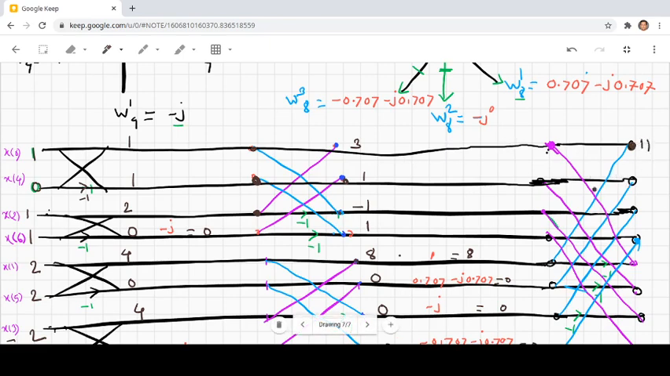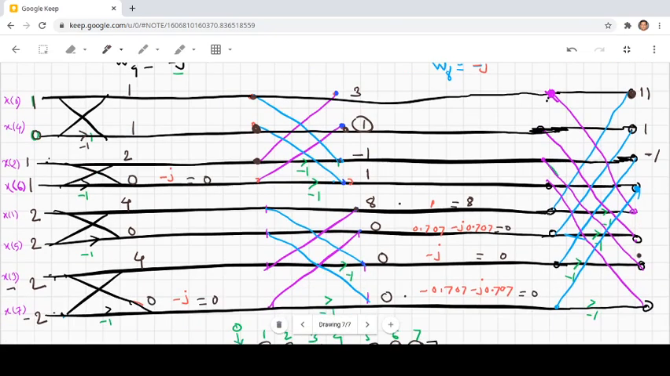Here I am getting 1 from this side, so 1 here, 1 from this branch and 0 from this side, so I should say it is 1. Here I am getting minus 1 from this branch, and from this branch I am getting 0, so I am getting minus 1. Here I am getting 1 from this branch and 0 from the another branch, so it should be 1 again.